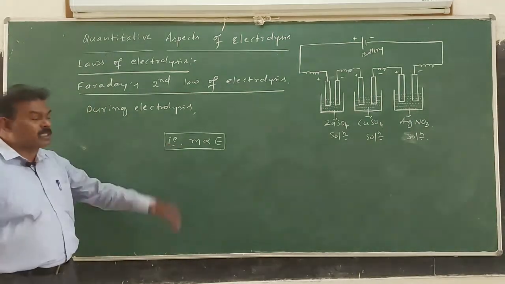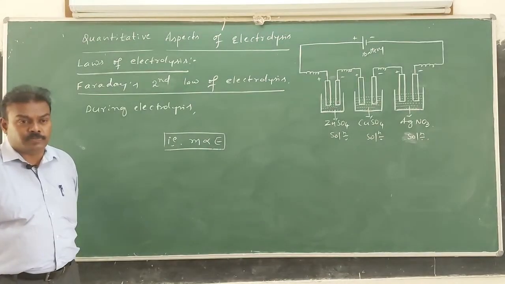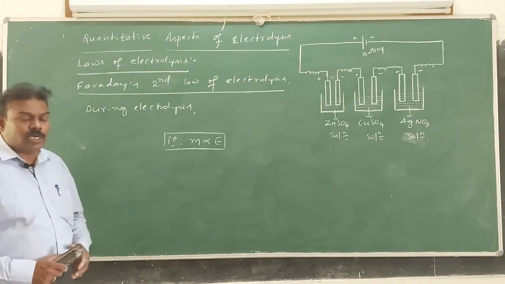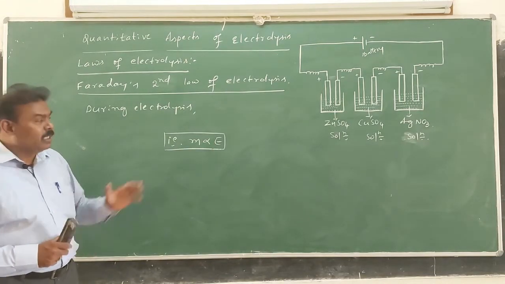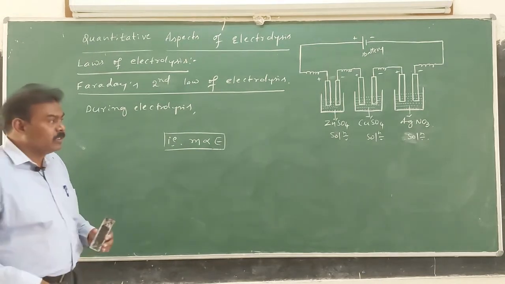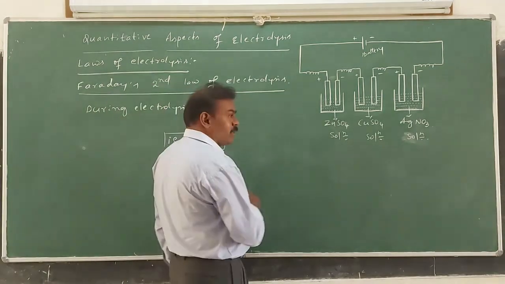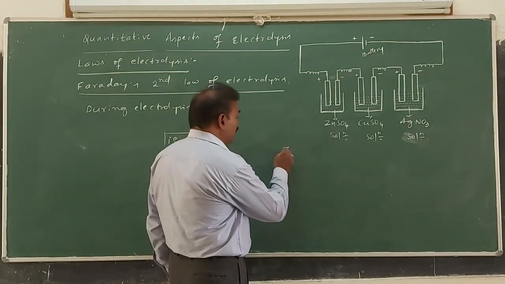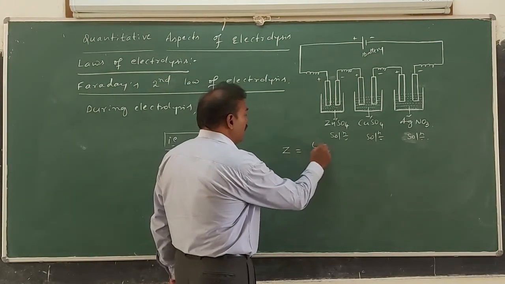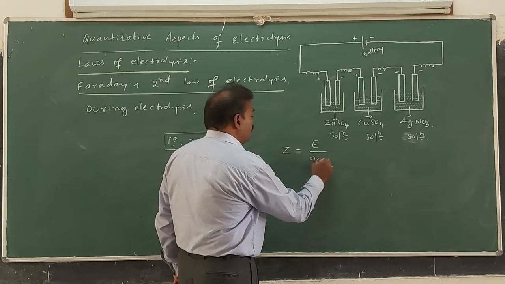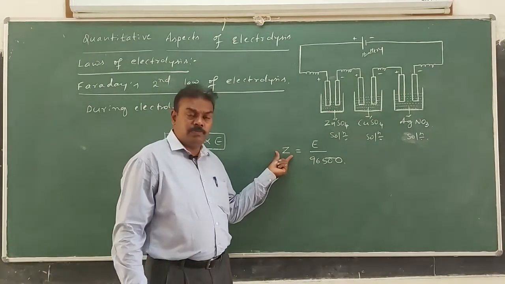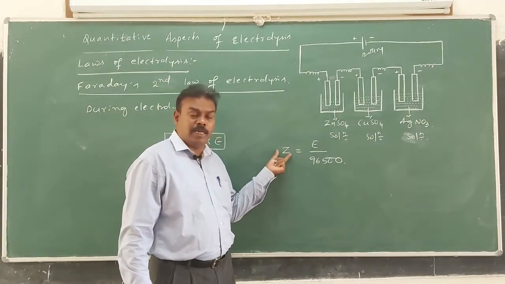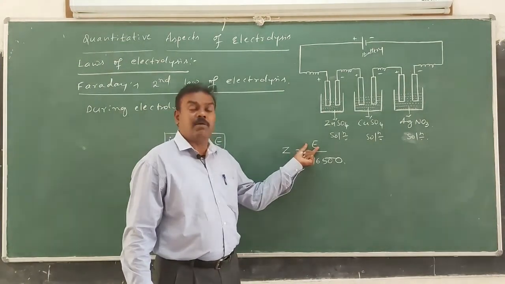How do we represent Faraday's second law? We already know the concept. M is directly proportional to E. So here the electrochemical equivalent, Z, is equal to E divided by 96,500 coulomb. Z is called the electrochemical equivalent, and E is the equivalent mass.